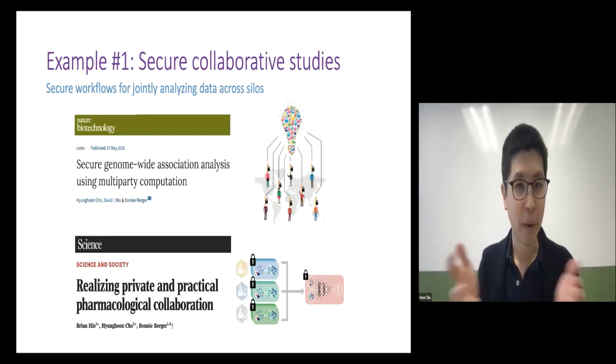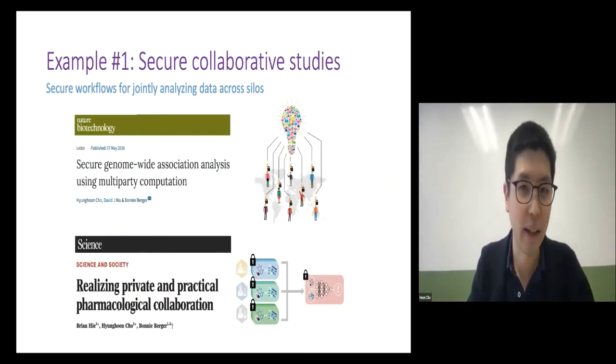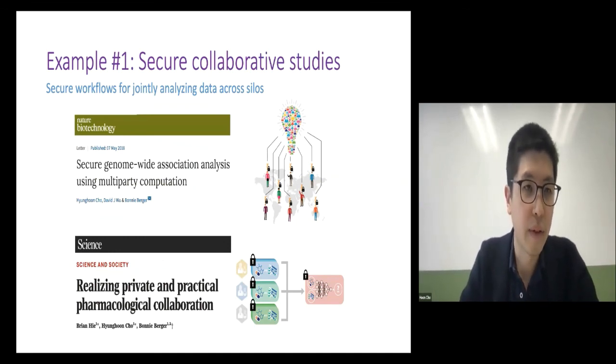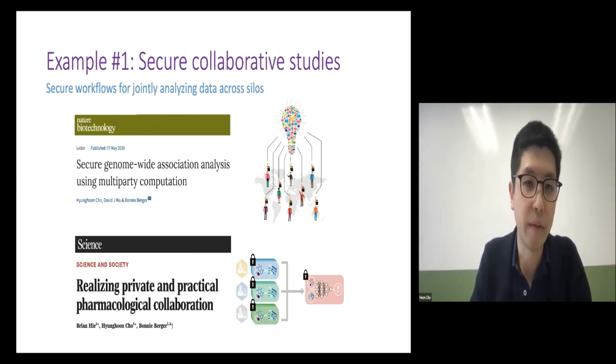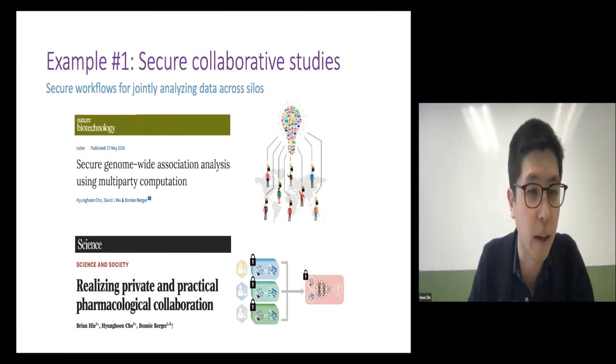So I hope that gave you a good high-level understanding of what these techniques are about. A major direction of my own research involves leveraging these technologies to support real-world workflows in biomedical research. And I want to give you a couple of vignettes of what these methods look like in practice.